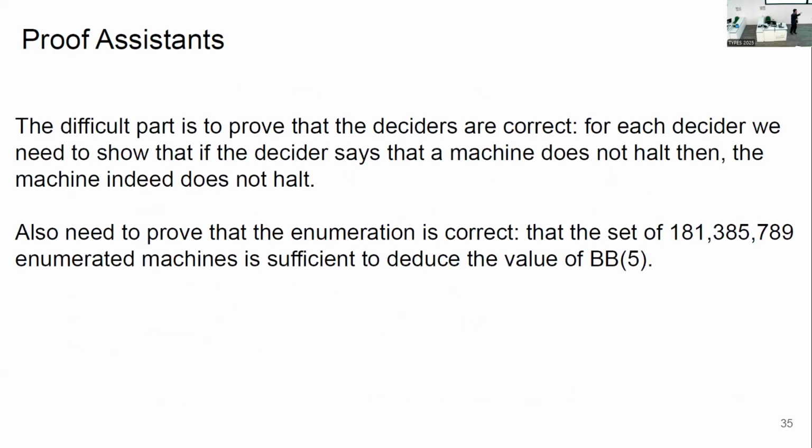So I want also to stress that the difficult part is not to write the decider algorithm in Coq, it's to prove that it's correct, of course. And similarly, you need to make some proofs that your enumeration strategy is sufficient, that, okay, I'm not enumerating the 10,000 billion machines, but the subset I'm enumerating is enough.